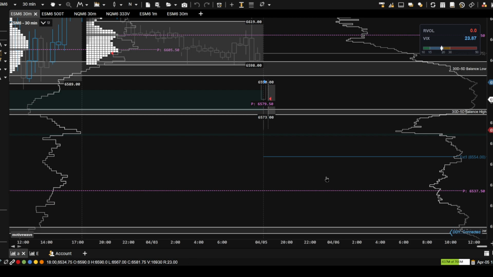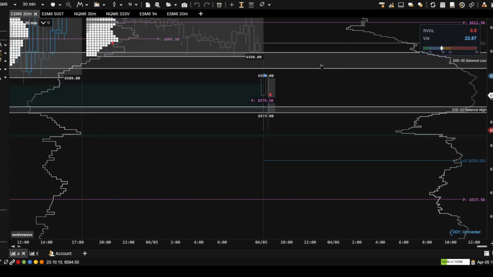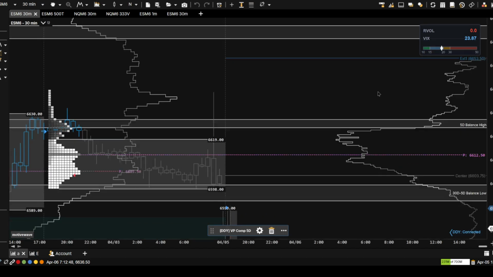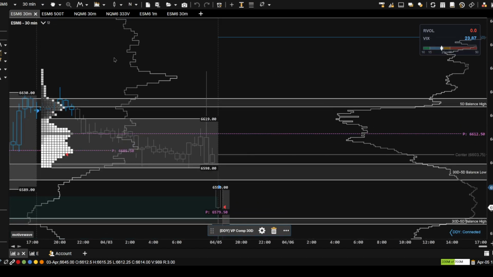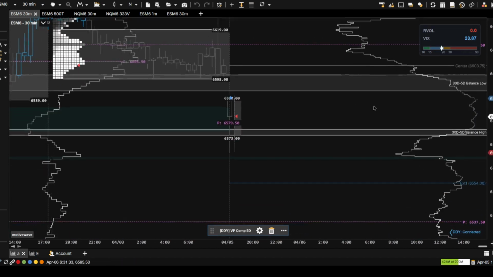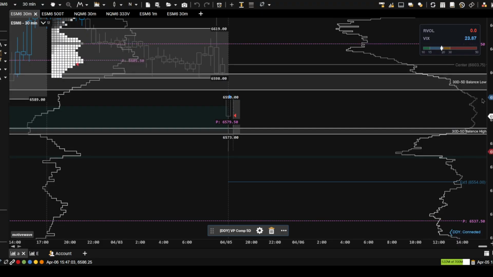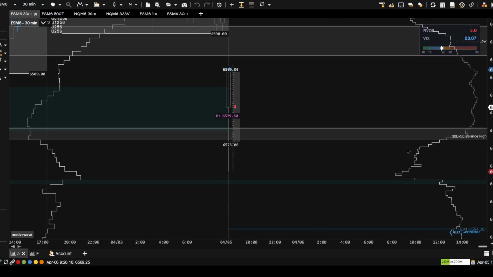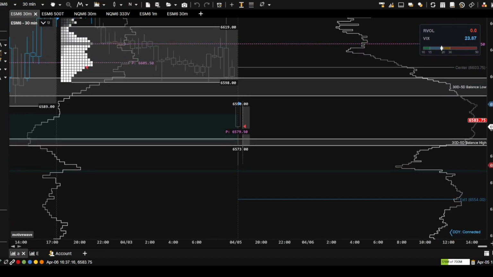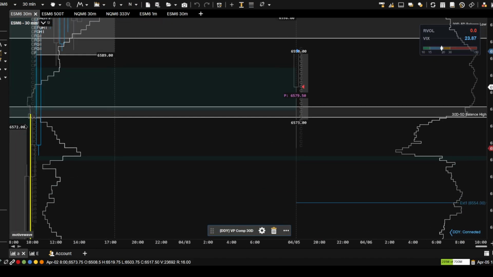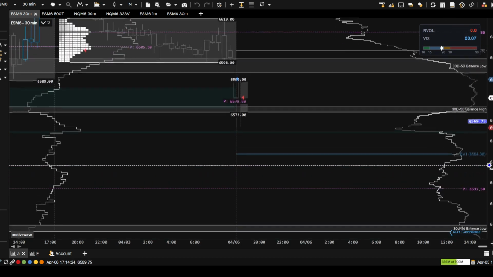So this is a balance. 5 days, remember, 5 days composite and 13 days composite volume profile. This is a low volume node. This is something like a ledge right here. And in the 17.5, 17.6, 17.7, around that zone, we have a huge balance high.